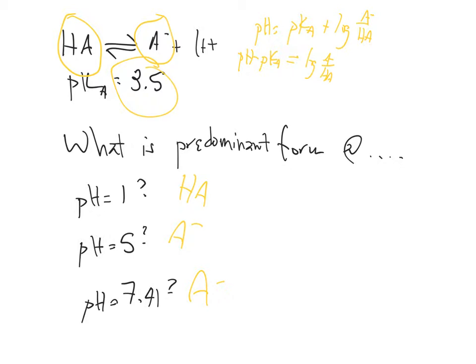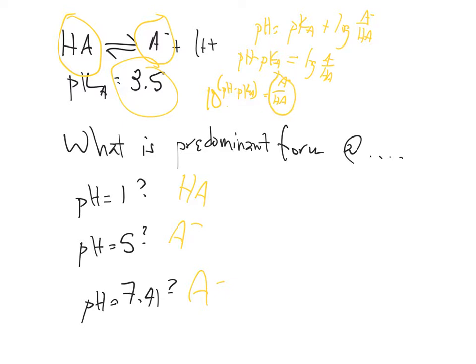What is the opposite function of log base 10? Yeah, it's 10. So literally what this is, 10 to the power pH minus pKa is equal to A minus over HA. So you can figure out this ratio just by that right there.